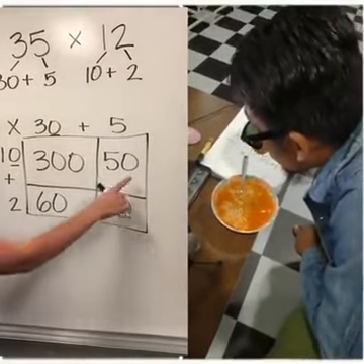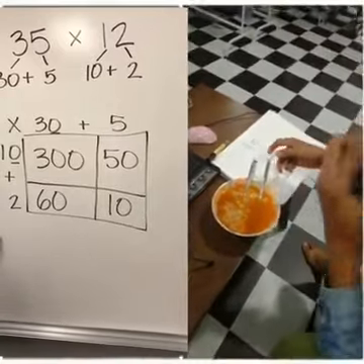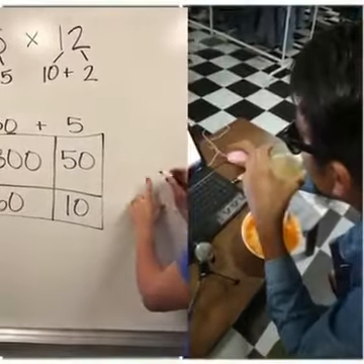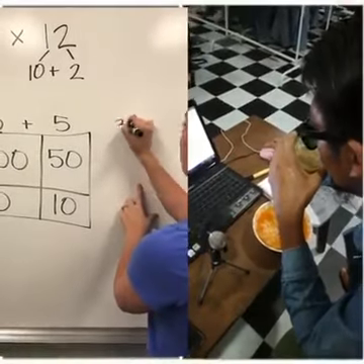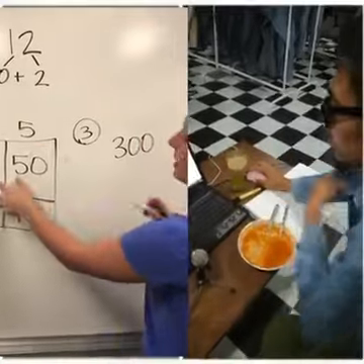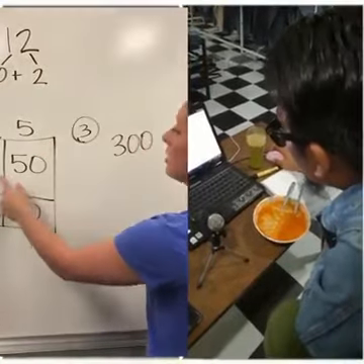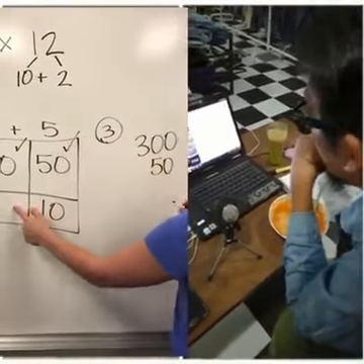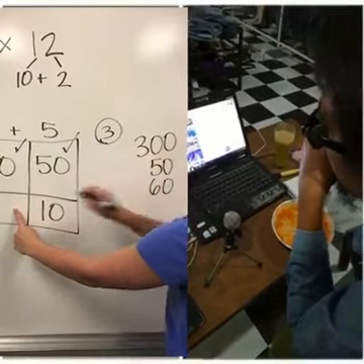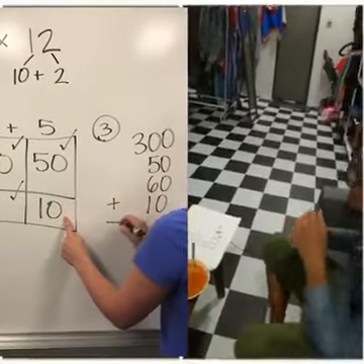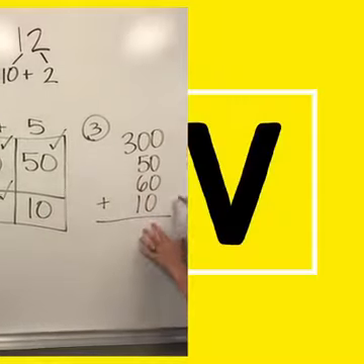I filled up all my numbers on the inside. Now all I have to do is add them up. So over here I'm going to add 300, and I like to check them off as I go, 50, 60, and 10. Make sure you line up your places too.